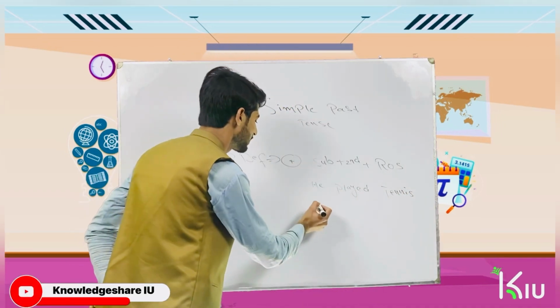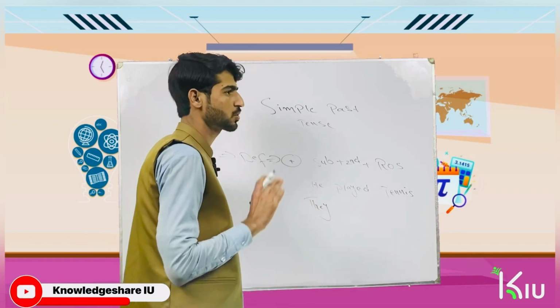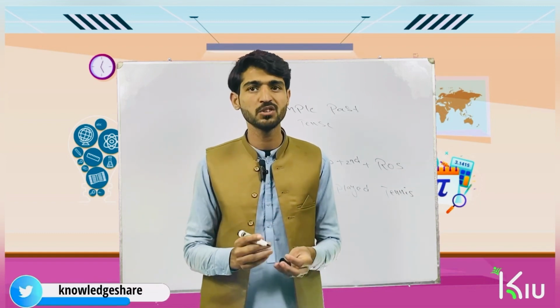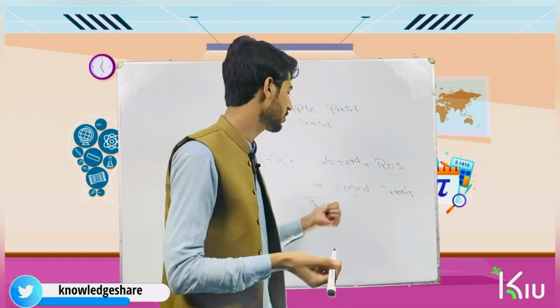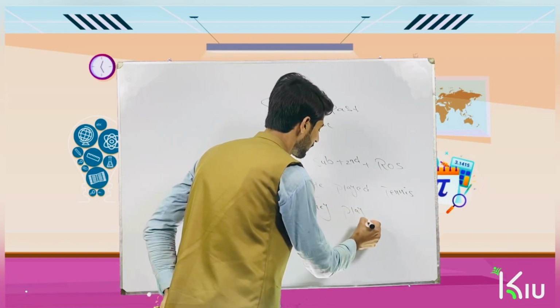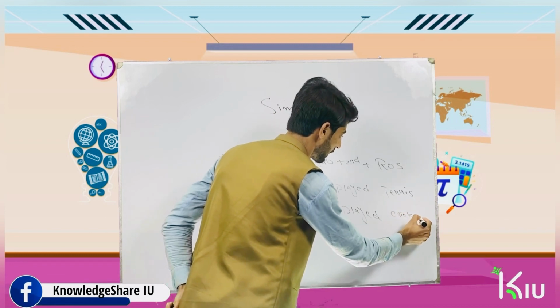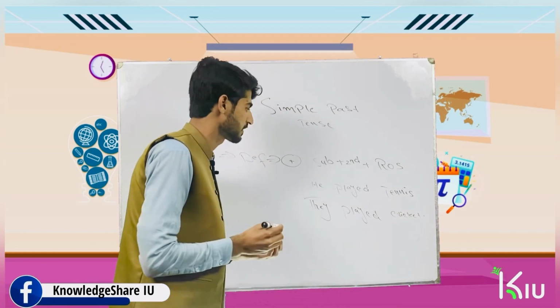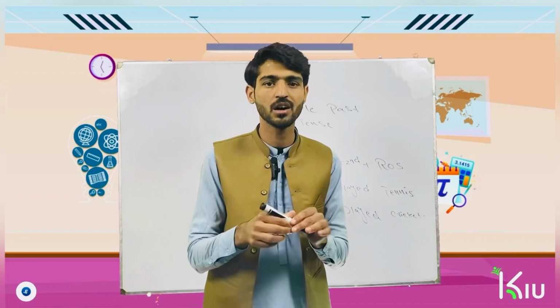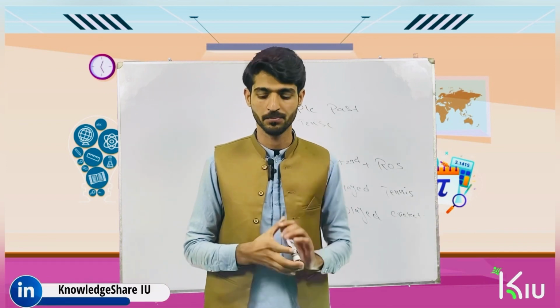Before that, let's see if the subject is plural as well. For example, they. So if the subject is singular or plural, with both we will put the second form of the verb. For example, they played cricket. If the subject is singular or plural, we will put the second form of the verb.